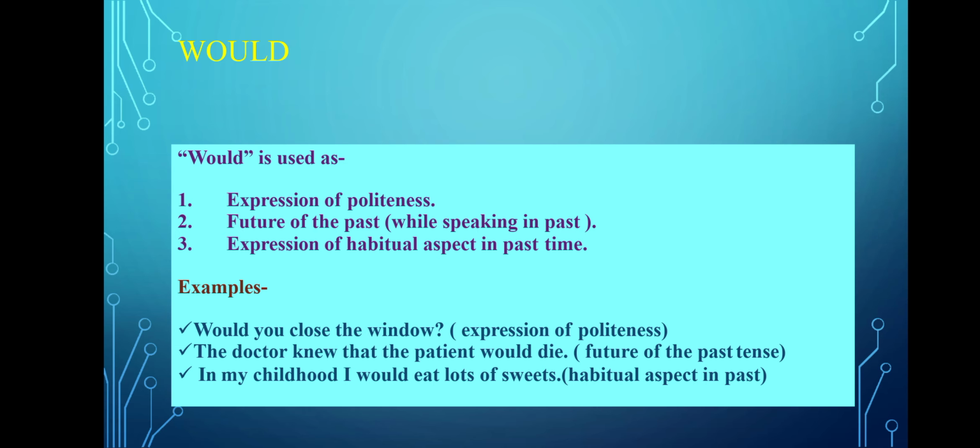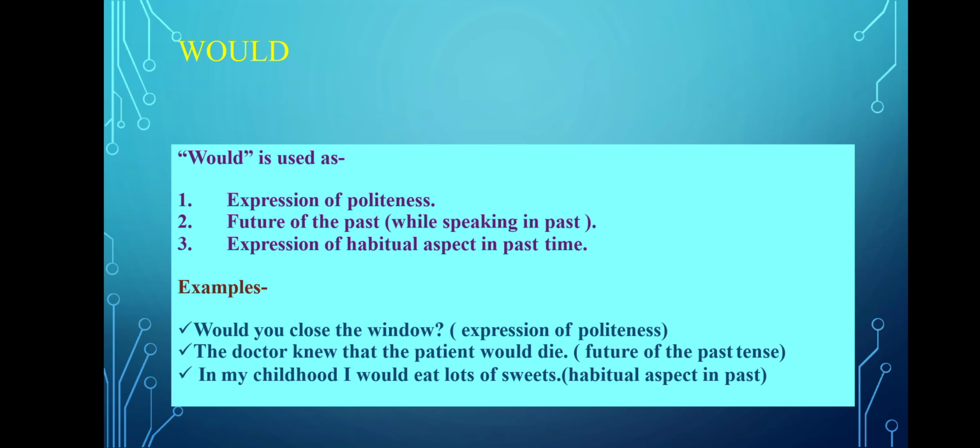The doctor knew that the patient would die. Future of the past tense. Suppose you are narrating something from a past situation, and standing in that moment you are saying that the doctor already knew from beforehand that the patient would die. The patient is no more, and you are informing everyone that the doctor already knew it from beforehand. So in this type of cases we would be using would.